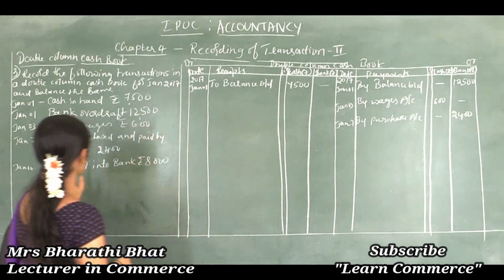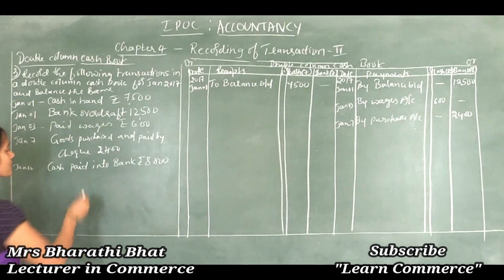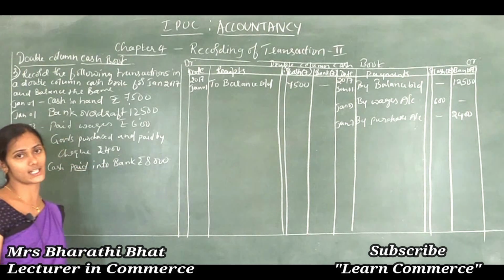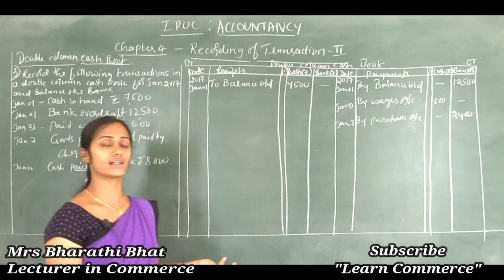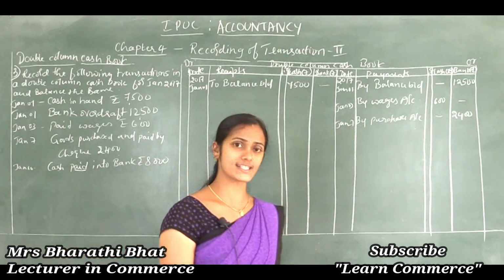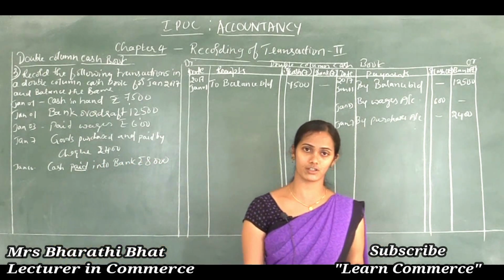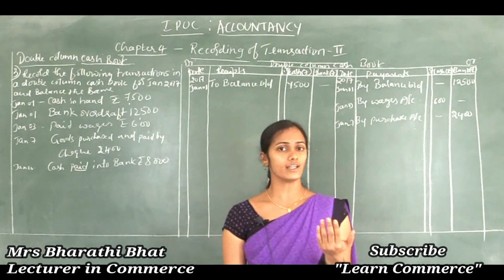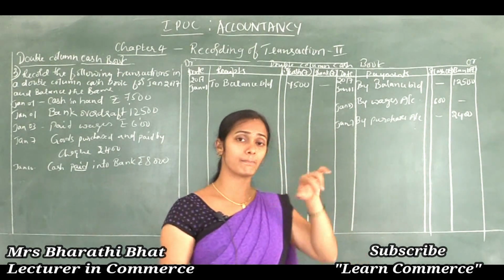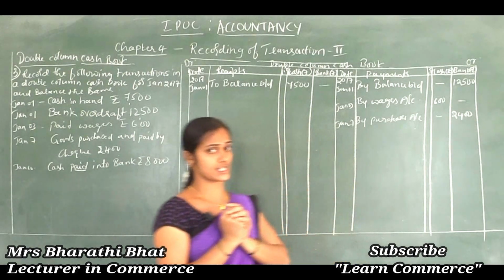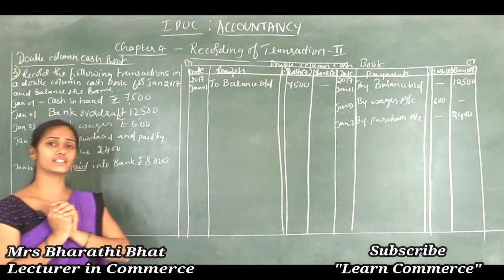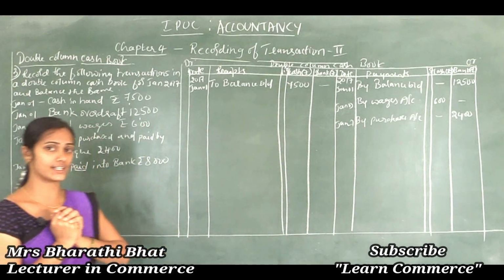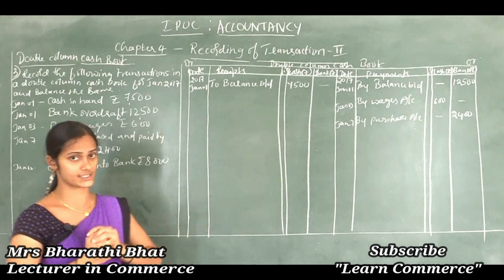Okay. See, now in this case, cash paid into bank. Here, paid means deposited. Cash deposited into bank. To deposit cash to the bank, we have to pay cash. At that time, bank increases and cash decreases. What is the journal entry for this transaction? Can you say the journal entry, or can you pass the journal entry for this transaction?